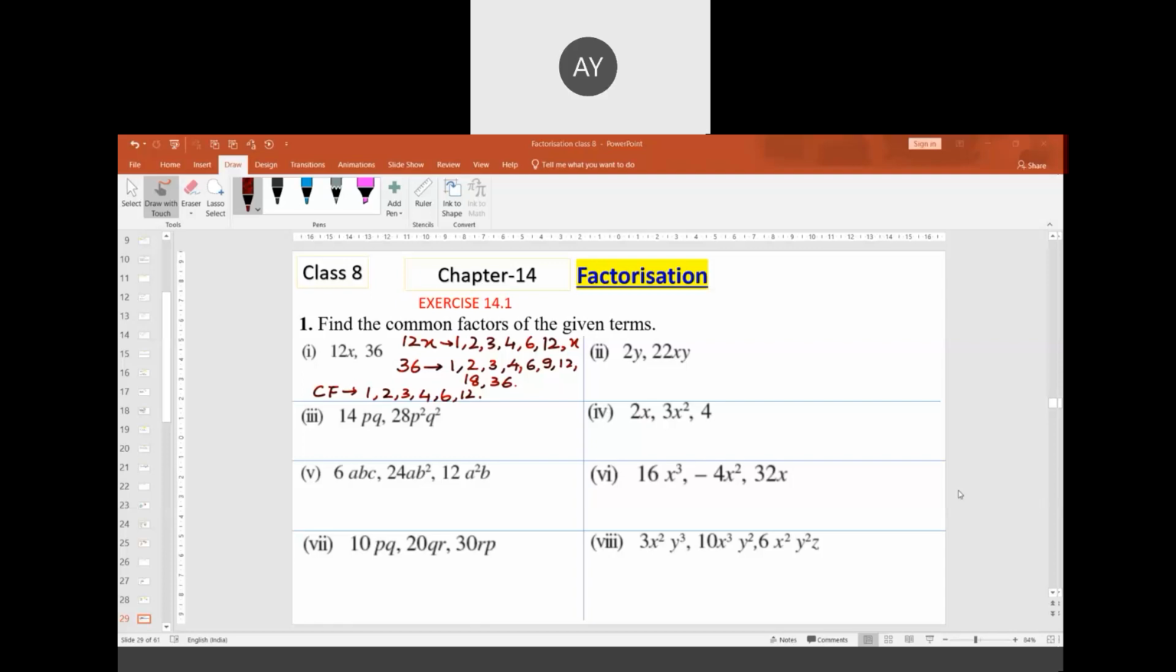How is 12 the highest? Among these common factors, you have to identify the larger one. The larger one is 12 only. That's why 12 is the highest common factor.